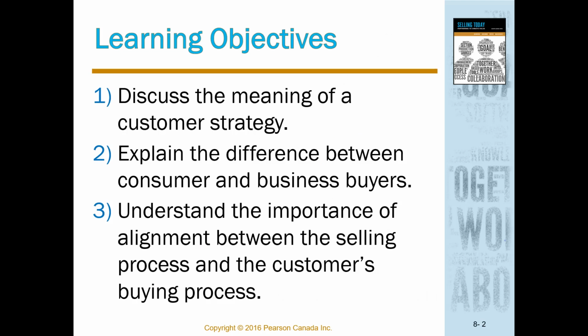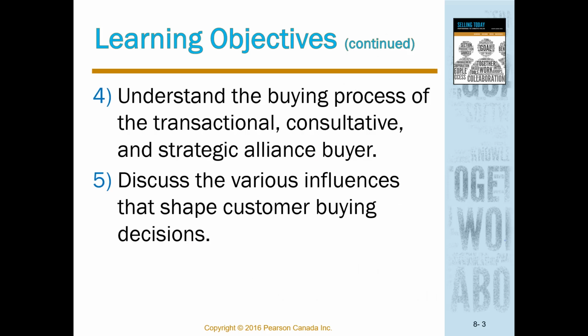So in this chapter, we're going to discuss the meaning of customer strategy, explain the difference between a consumer and a business buyer, and understand the importance of alignment between the selling process and the customer's buying process. We're also going to try to understand the buying process of the three different alliances, buyers, when it comes to transactional and also strategic. So we will also discuss the various influences that shape customer buying decisions. So here we go.